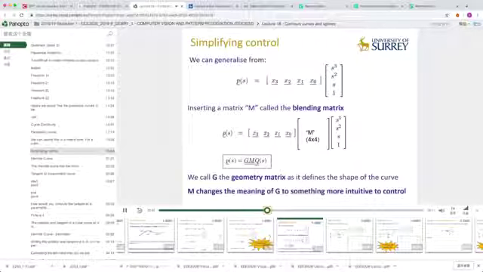Right, any questions on any of this so far? So the takeaway message from this slide, and it's super important, okay: P of S is equal to G M Q of S. That is our general framework now for a parametric cubic curve. G defines the shape, M defines the family of curve we're dealing with, we'll see what that means in a moment, and Q defines where we are on the curve, and it goes from 0 to 1. Okay?